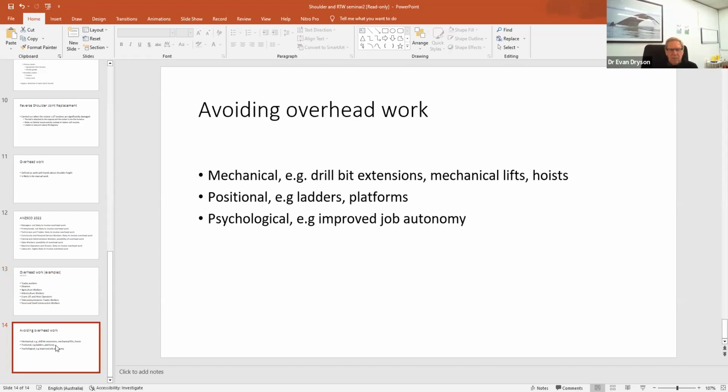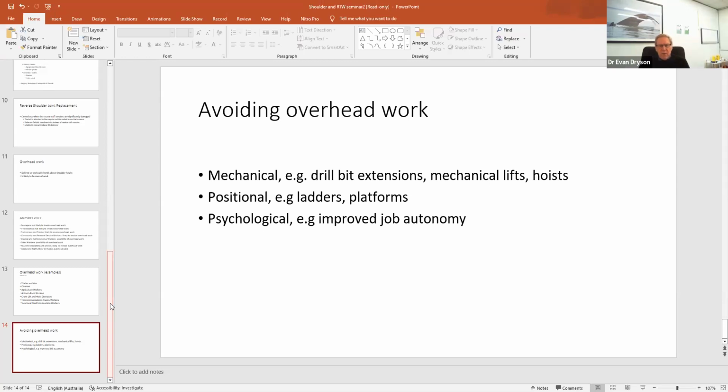So the next slide. What we've been talking about here is what we're going to do with people who have damaged their rotator cuff tendons, who do have impingement syndrome, and who can't really do any work anymore that involves raising your arms above your shoulders. So if they are going to go back into their old job, what can you do?